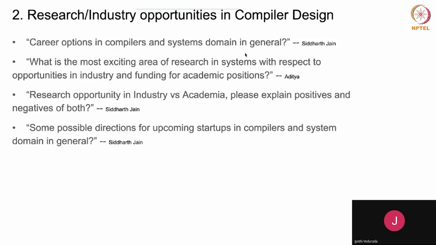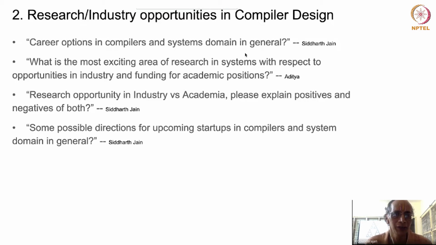So yeah. What is the most exciting area of research in systems with respect to opportunities in industry and funding for academic positions? All areas. I think we shouldn't be working on which one it is. Every aspect is exciting. Like in compilers, we mentioned all the areas that many of us are working on. Similarly, if you look at systems research, there are many topics which people have been working on. It's impossible to list all of them over here, I would say.